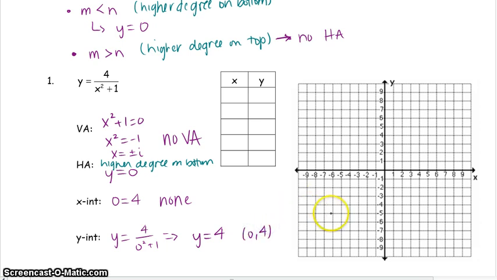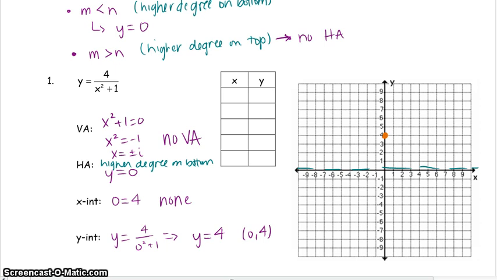Okay, so from here, let's plot what we know. So we have our horizontal asymptote of y equals 0, and we have our y-intercept of (0, 4), and that is all we know so far.